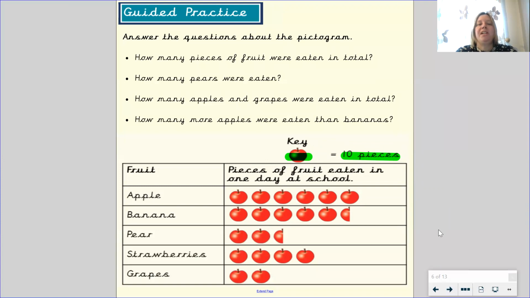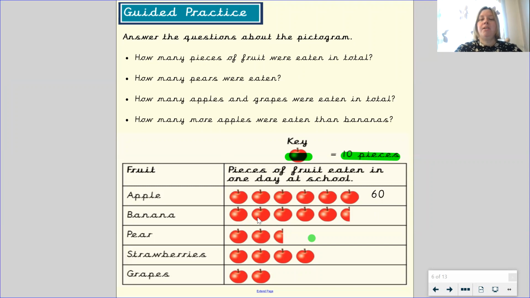My first question is, how many pieces of fruit were eaten in total? So the first thing we're going to do is count how many pieces of fruit were eaten and then add them together to find the total. Count the apples with me. Remember, we're counting in tens. 10, 20, 30, 40, 50, 60. So I can write 60 here.